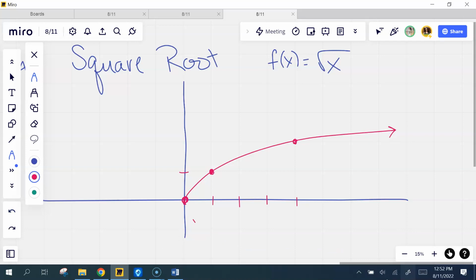All right. Domain. Bracket or parenthesis. Range. Same. That's right. Continuity. Yes, you can still draw it. It is continuous. You can still draw it without lifting your pencil. End behavior.